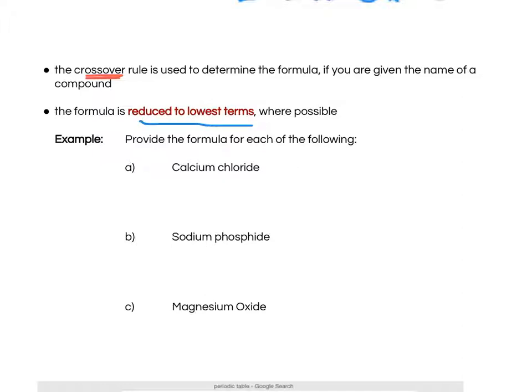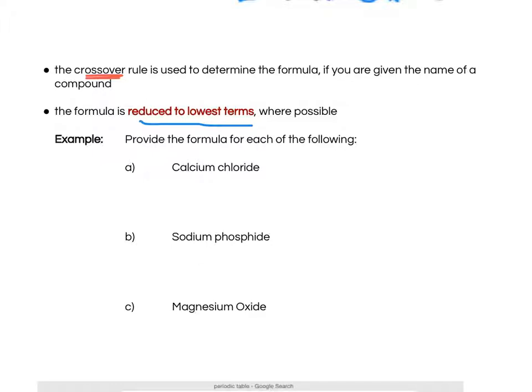So for example, if I had something like A2B2, that would reduce to AB. If I had something like A2B4, then that's like saying I have a ratio of 2 to 4, which of course is the same as 1 to 2. So I would reduce that to A1B2, which in chemistry we would usually call just AB2. So all of those are important to remember.